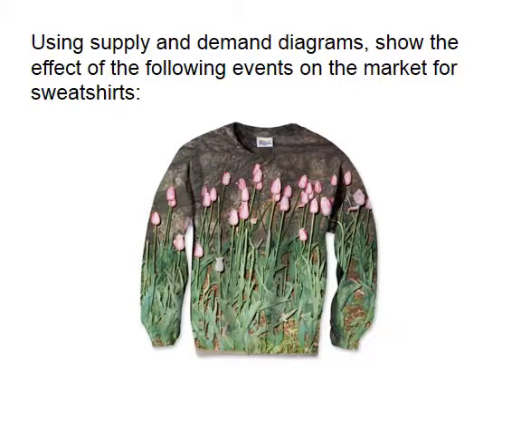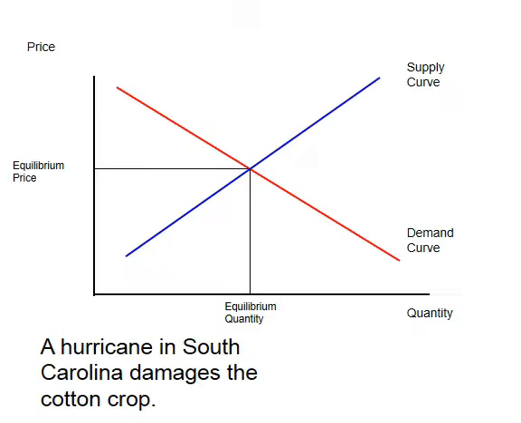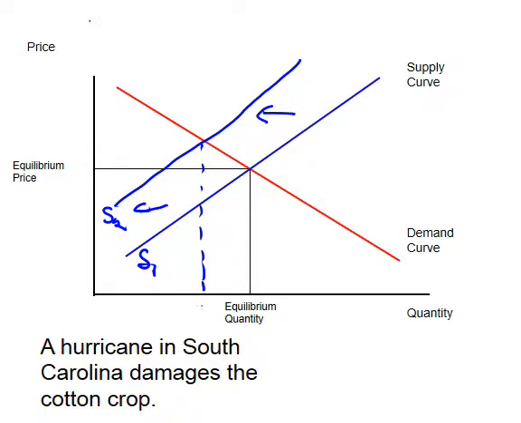So let's see what's going to happen for the market for sweatshirts. A hurricane in South Carolina damages the cotton crop. So we have to think, is that going to affect consumers or suppliers, at least initially? It's going to affect suppliers because there'll be less cotton to use, and so the supply curve is going to shift to the left. We'll call this S1 and S2. We'll call this Q2 and P2.